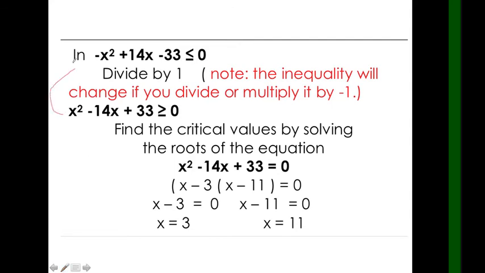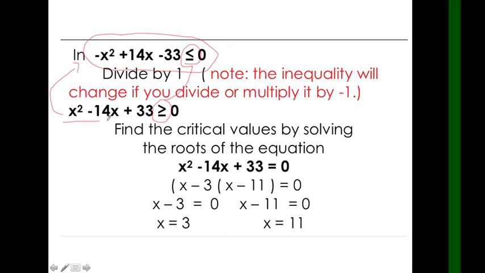As compared here, okay? So it becomes this one. And since we multiplied by negative 1, we will change now the symbol here, okay? Remember that when you multiply the inequality by a negative number, we always change the inequality sign or symbol. So from less than or equal to, it becomes greater than or equal to.